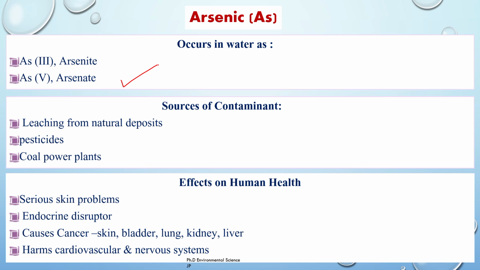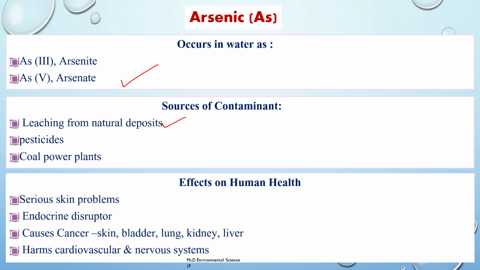First is leaching from natural deposits. Arsenic is naturally present in the Earth's crust. It can leach into groundwater from arsenic-rich rocks and soils. This natural leaching is often the primary source of arsenic contamination in groundwater, particularly in certain geographic regions.